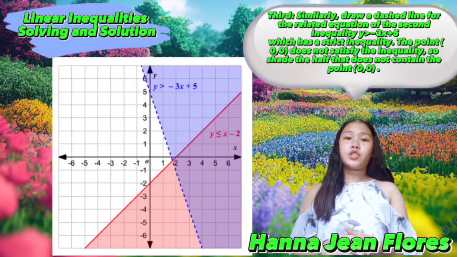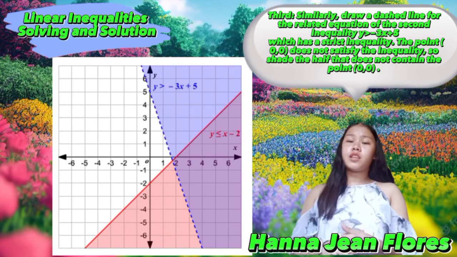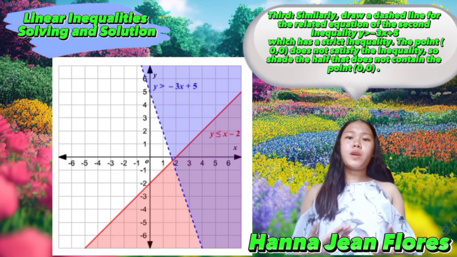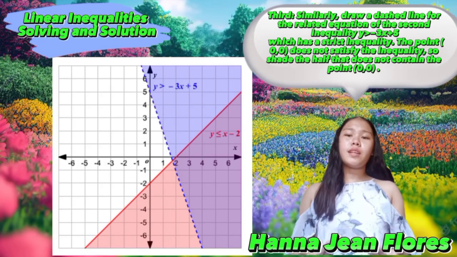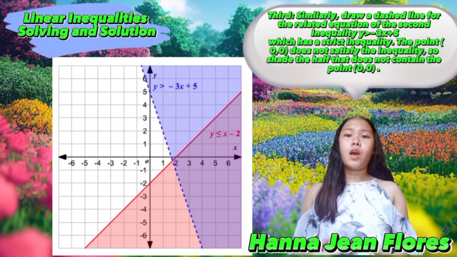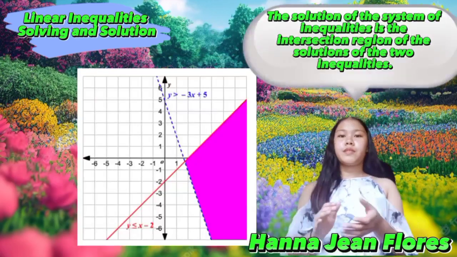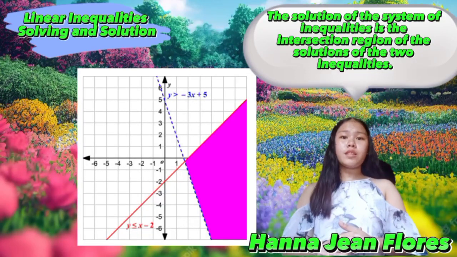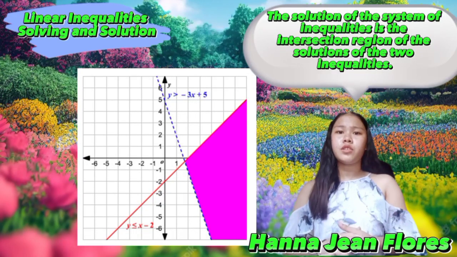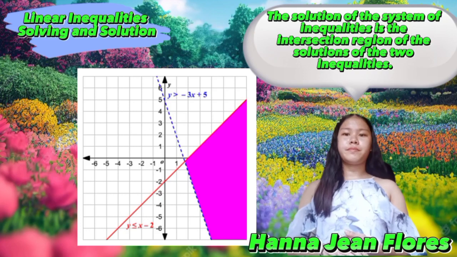Similarly, draw a dashed line for the related equation of the second inequality, y greater than minus 3x plus 5, which has strict inequality. The point (0, 0) does not satisfy the inequality, so shade the half that does not contain the point (0, 0). The solution of the system of inequalities is the intersection region of the solutions of the two inequalities.